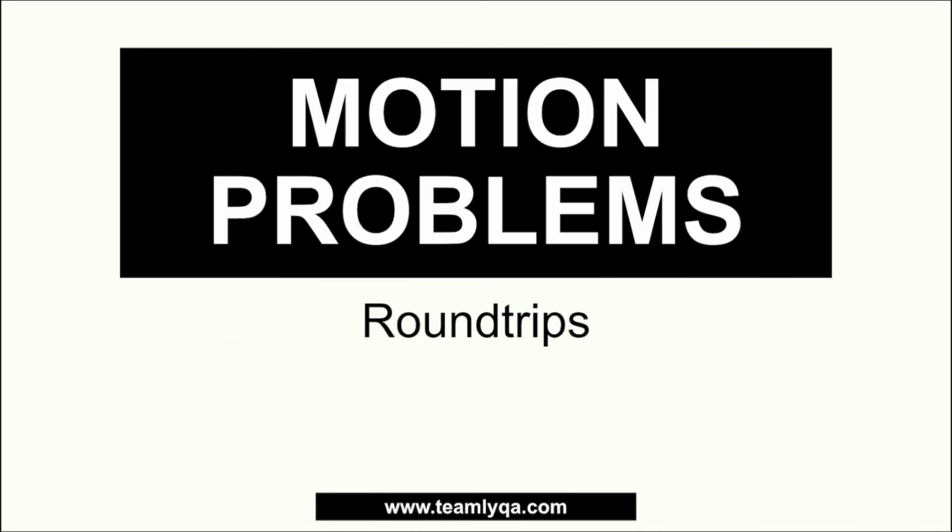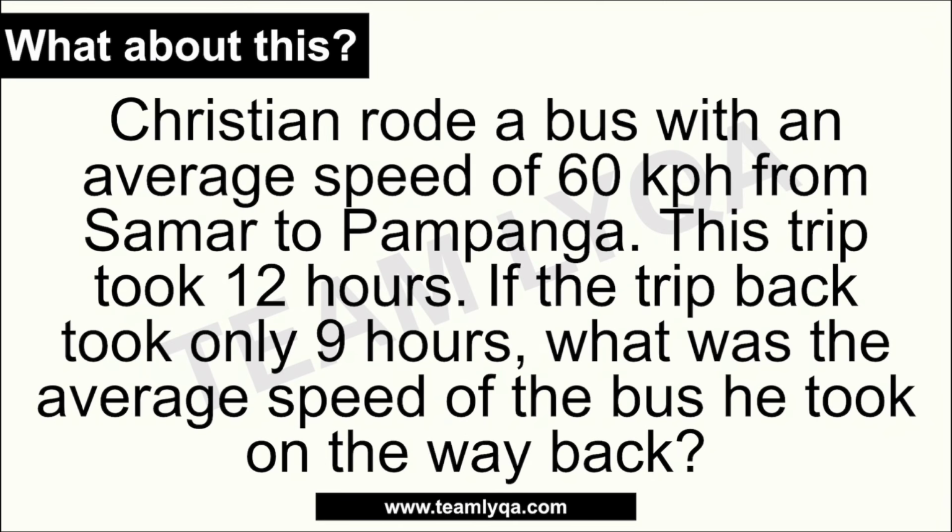Alright, so ito yung ating lecture on motion problems, specifically when we deal with round trips. Kapag round trips, ibig sabihin, yung isang tao ay pumunta from one point to another, tapos bumalik din siya. So let's take this problem as an example. Sabi, Christian rode a bus with an average speed of 60 kilometers per hour from Samar to Pampanga. This trip took 12 hours. If the trip back took only 9 hours, what was the average speed of the bus he took on the way back? So, ibig sabihin, punta siya somewhere sa Pampanga, tapos bumalik siya uli.